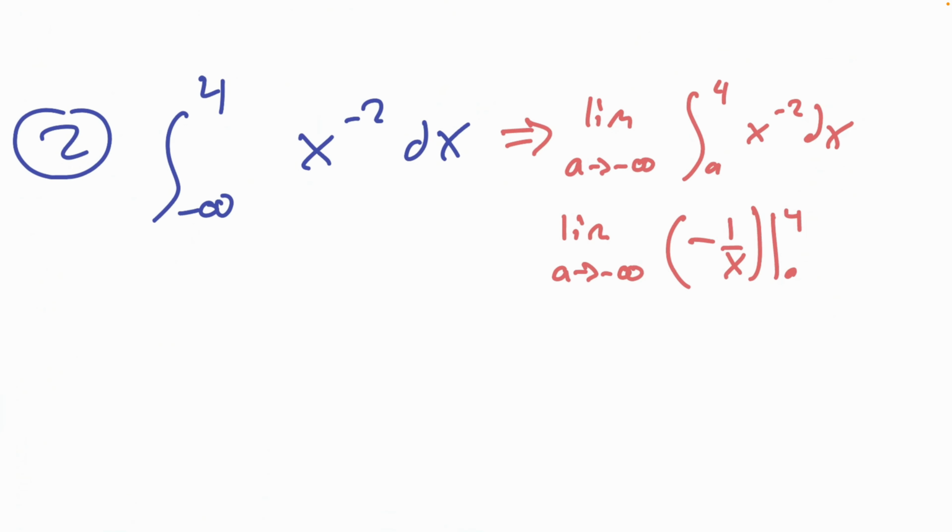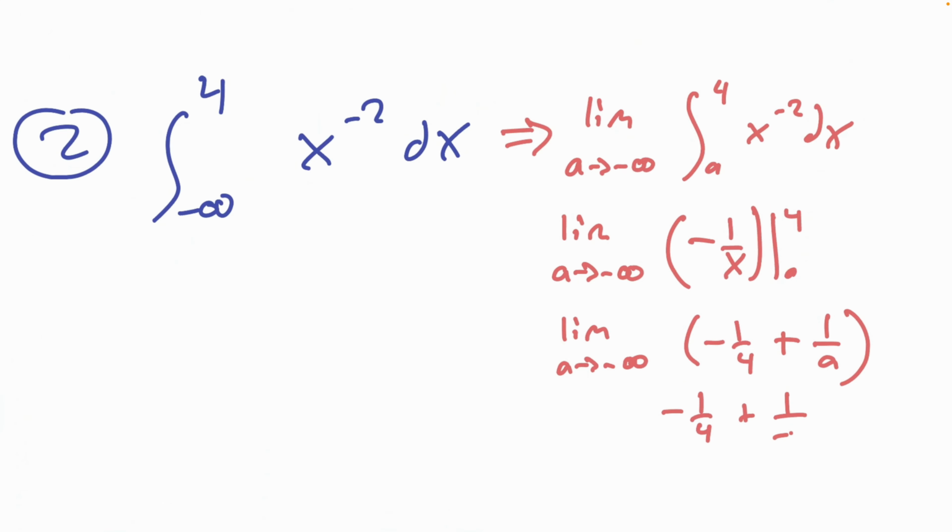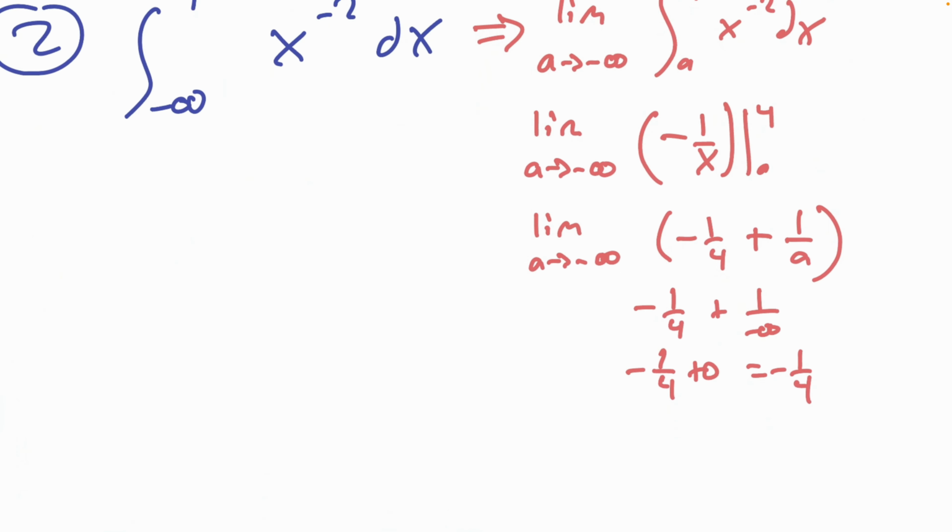So we're going to go ahead and evaluate that. We have the limit as a goes to negative infinity of negative 1/4, and then minus a negative, so plus 1 over a. Now let's plug in that negative infinity. As we divide anything by infinity, it gets closer and closer to 0. So this limit ends up being negative 1/4.